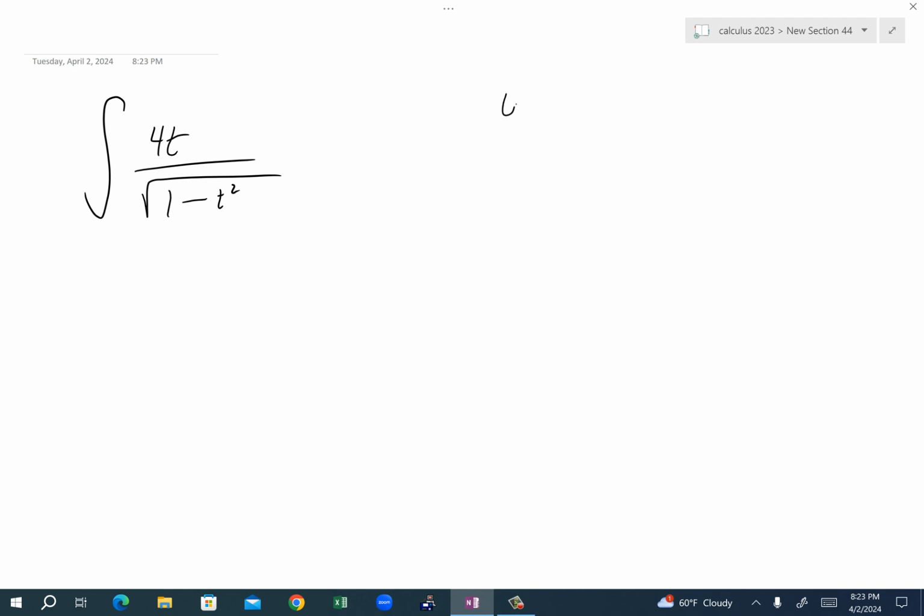If you had this one here, right off the bat you're like, it's a function in a function. I agree, it is a function in a function. That's right. But if I did this, u equals 1 minus t squared.